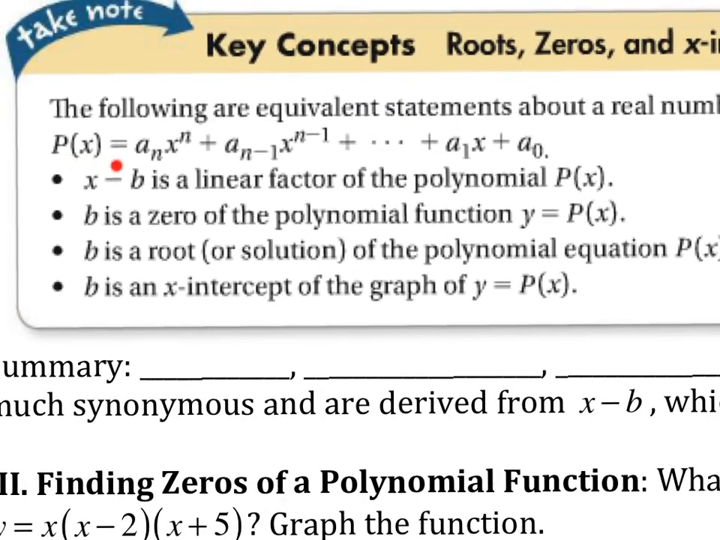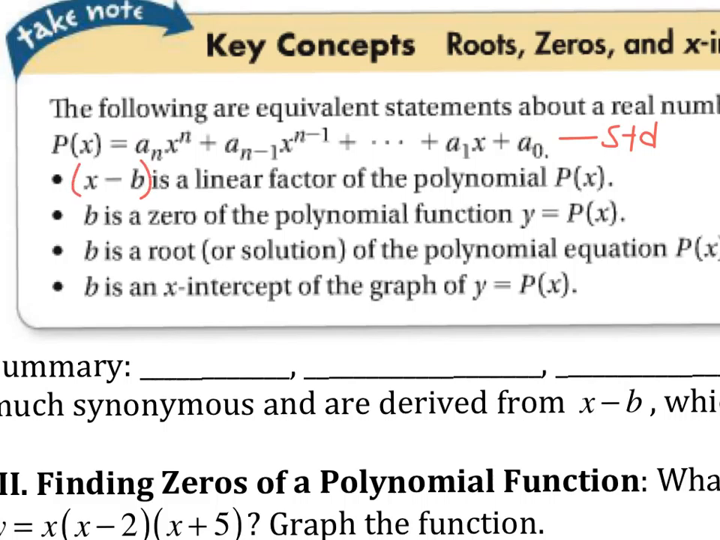And this is the polynomial. Notice it does have a pattern, x to the n minus 1, all the way down to x to the 1, all the way down to a constant. So, in other words, standard form.